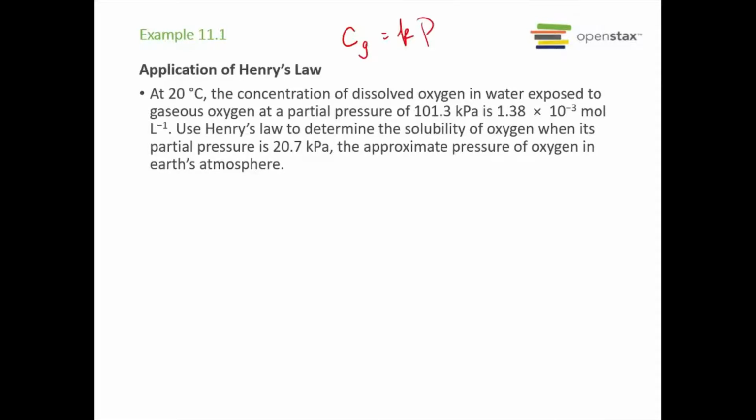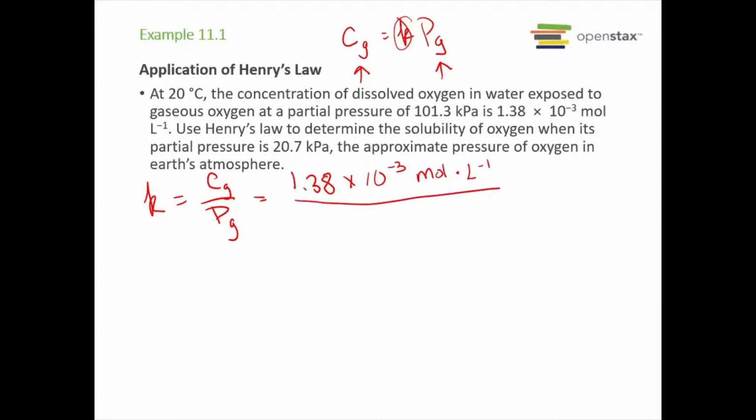We were first given a pressure and a concentration, but we don't know K, so we can use those initial numbers to figure out K, because K is a constant. So K is equal to Cg divided by Pg. And we were told that our concentration is 1.38 times 10 to the negative third moles per liter. That's why it says mole and then liter inverse. That just means moles over liter.